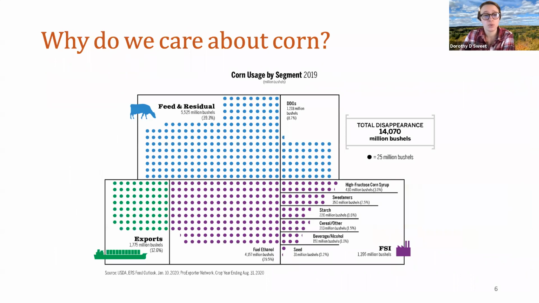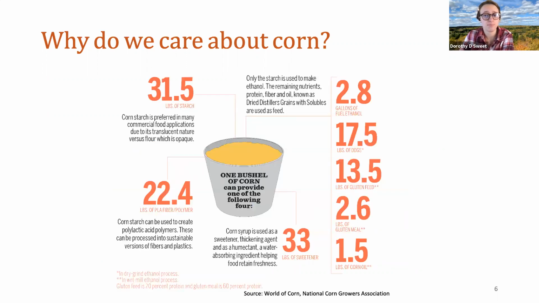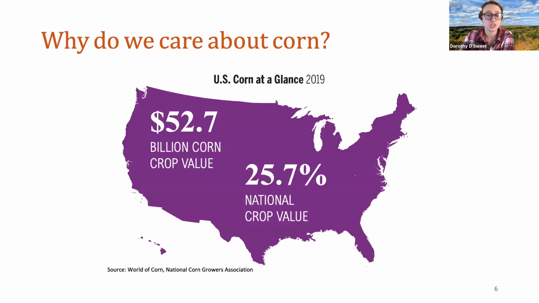We care a lot about corn, mostly because there are many uses for it. We depend on corn for animal feed products, ethanol, exports, and even a small amount of food for ourselves. One bushel of corn can create many pounds of other products such as corn starch, corn syrup, sustainable plastics, and ethanol, along with all of ethanol's useful byproducts. In addition to all of its uses, corn is economically important at a corn crop value of $52.7 billion, which accounts for 25.7% of all national crop value in the United States in 2019.